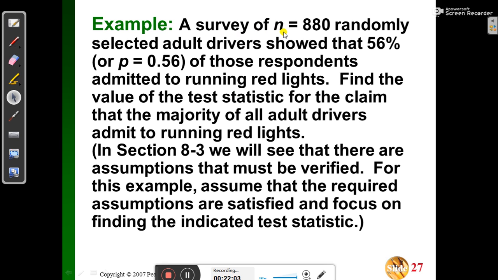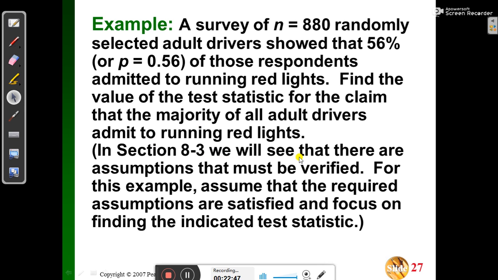A survey of n equal to 880 randomly selected adult drivers showed that 56%, or you can say p equal to 0.56, of those respondents admitted to running red lights. Now we need to find the value of the test statistic for the claim that the majority of all adult drivers admit to running red lights. So our claim is that the majority of all adult drivers admit to running red lights, and the alternative hypothesis will be p greater than 0.5.